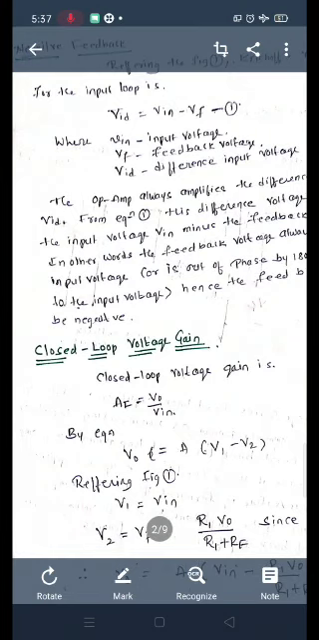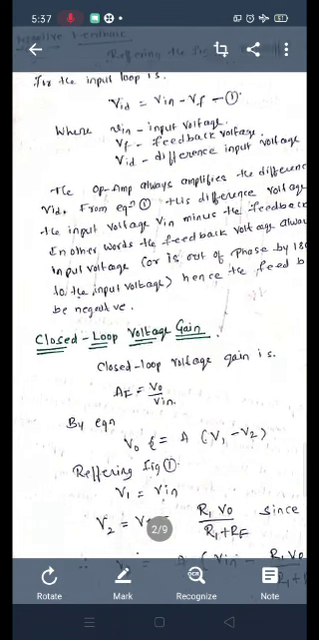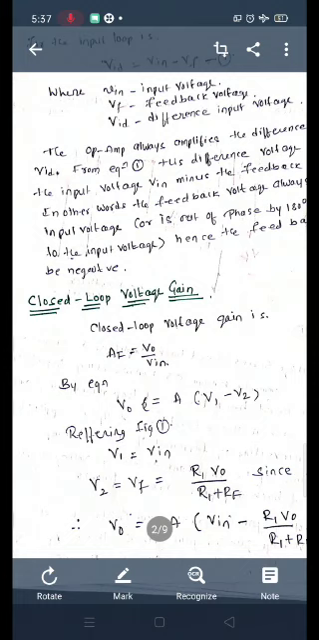The closed loop voltage gain is found, once again referring to figure 1, from the output voltage, which by equation is the gain times the difference in the voltages, that is V1 minus V2. Referring to figure 1, for the V1 terminal we have applied the input voltage. For the V2 terminal we have applied the feedback voltage, and that feedback voltage is found by using the voltage divider rule, that is R1 into V0 divided by R1 plus RF.